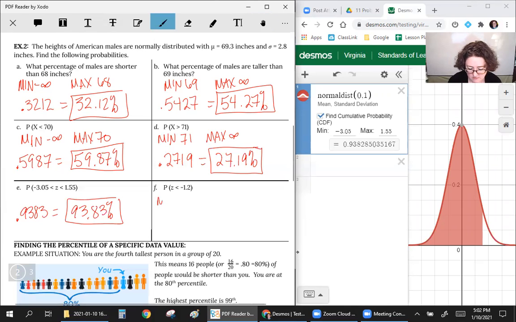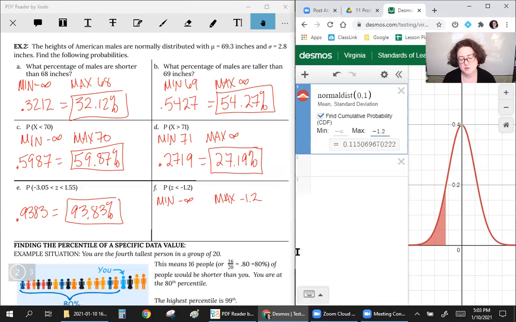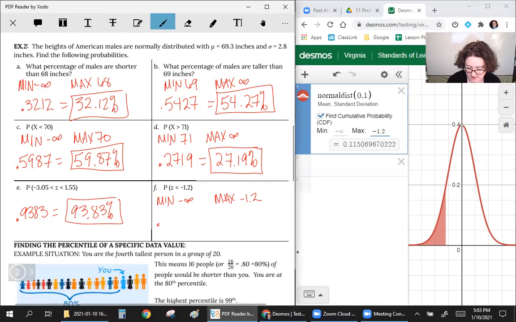So again, make sure you're aware of your minimum and maximum. Okay, minimum, if you're less than a number, means minimum -infinity. Max is the number you're looking for. So minimum -infinity, maximum -1.2. And again, as soon as I move over to a different space, it fills in that default value, so I don't actually have to type in -infinity or +infinity each time. So we have 0.1151, aka 11.51%.